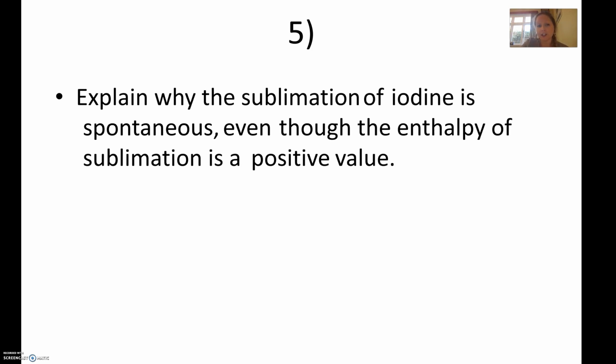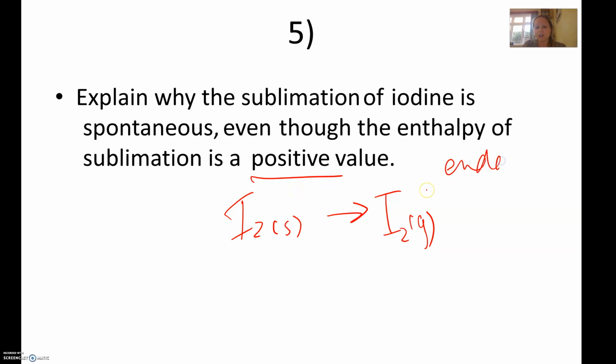Explain why the sublimation of iodine is spontaneous, even though the enthalpy of sublimation is a positive value. Sublimation is when you go from solid to gas. So this is the equation here. They're saying the enthalpy is a positive value, so that means it's an endothermic reaction. We know that endothermic reactions mean that the surrounding particles are decreasing in entropy.